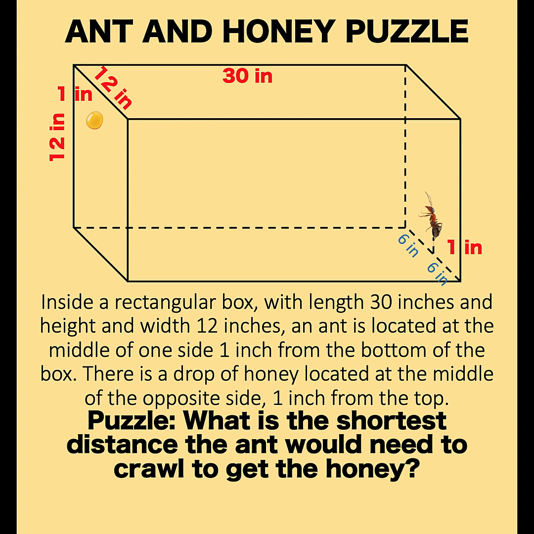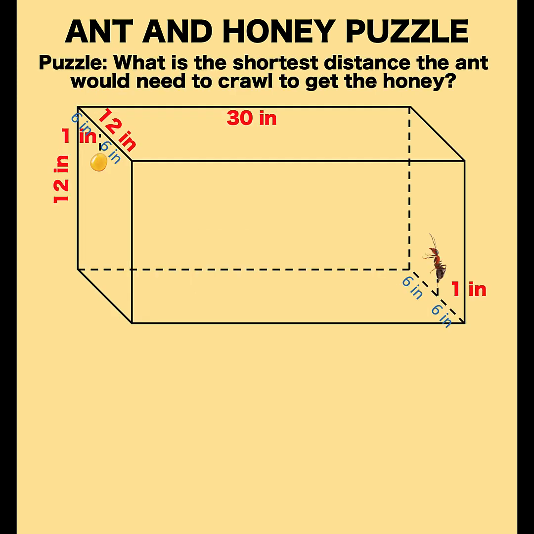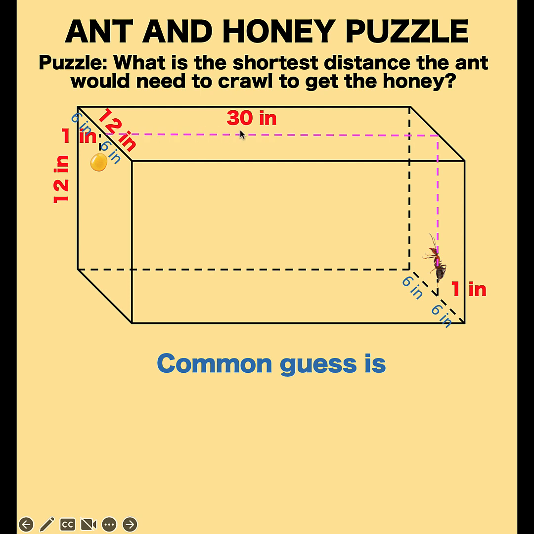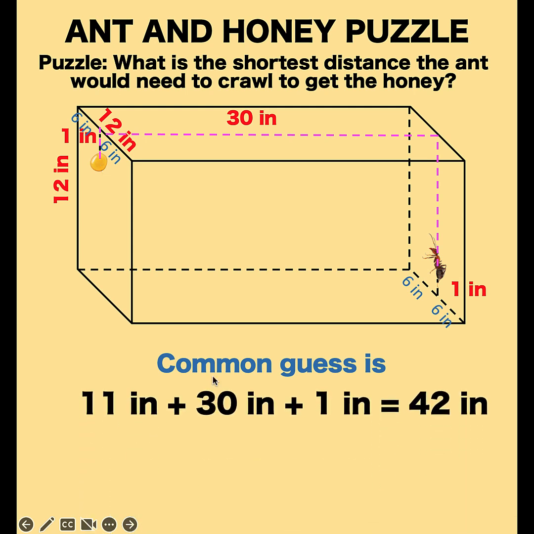Now let's solve this problem together. The common tendency is to measure the distance this way. From this point that is 1 inch above the bottom, we go up this distance, which is 11 units, and then we travel this distance going here, which is 30 inches, and then we go down 1 inch in order to arrive at the honey. And so for the computation, we have this 11 inches plus 30 inches plus 1 inch equals 42 inches. But unfortunately, this is not the correct answer.